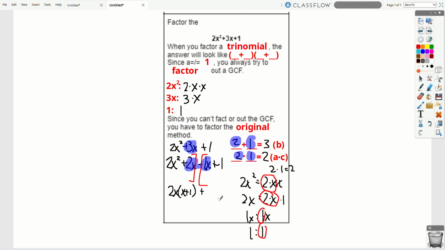That number goes out front, 1 times x plus 1, and then this was a little weird step that we have to take: this x plus 1 we factor out, which gives us x plus 1 times 2x plus 1. There is your answer.